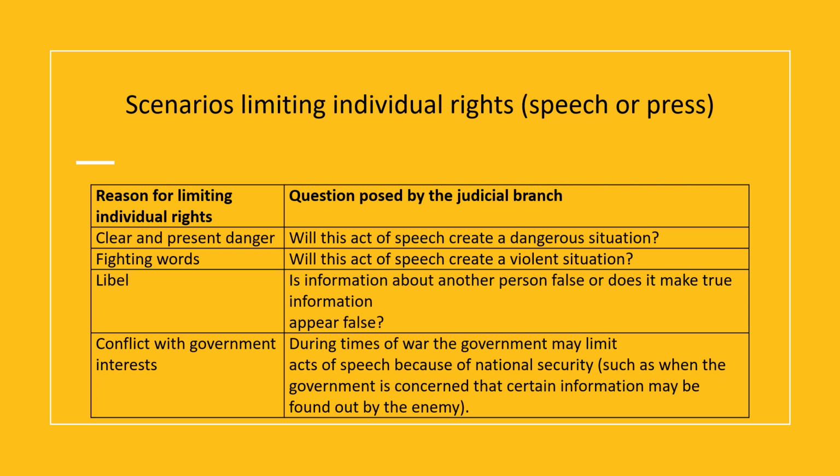What about libel? Is information about another person false, or does it make true information appear false if that information is printed? What about conflicting with government interest? During times of war, the government may limit acts of speech because of national security, such as when the government is concerned that certain information may be found out by the enemy.